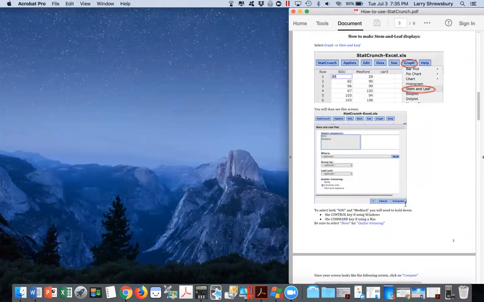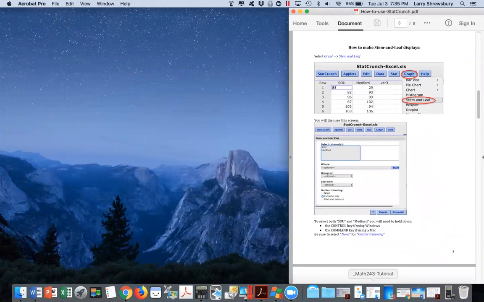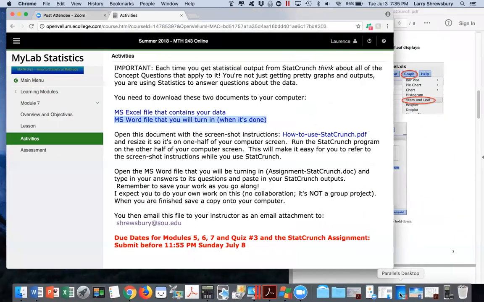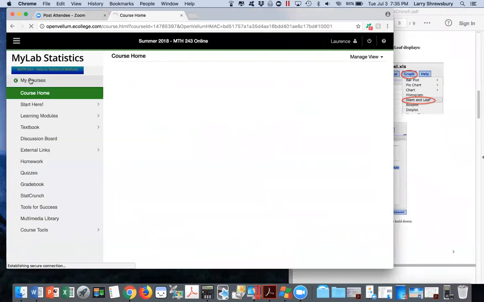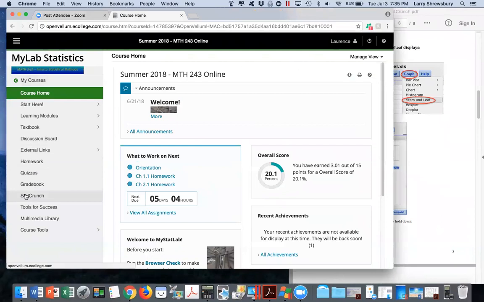But rather than do it this way, I'm going to show you what I think is an easier way. What we do is get over to the home screen on MyStatLab. You notice Statcrunch is right there. It's one of the left links. Oh yeah, let's talk about the important left links here.